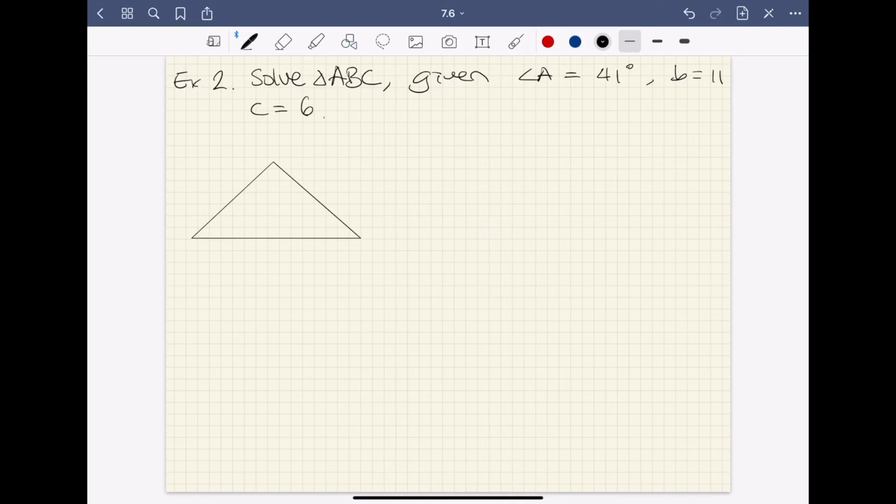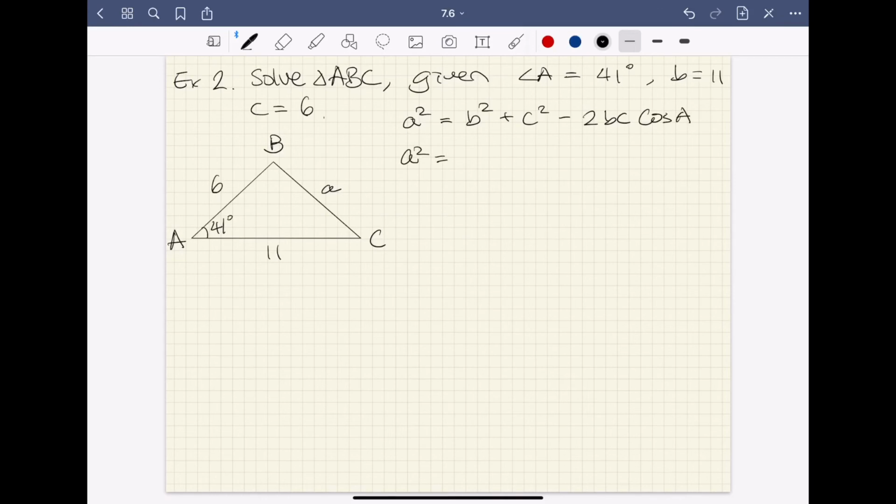We know angle A is 41 degrees, and so this is angle A, this must be side a. And angle B is larger than angle C, so let's make this one 11 and this one 6. And so this is angle B, this is angle C. Now let's solve for the missing side first. We can use the cosine law. So we know a squared is equal to b squared plus c squared minus 2bc cos A.